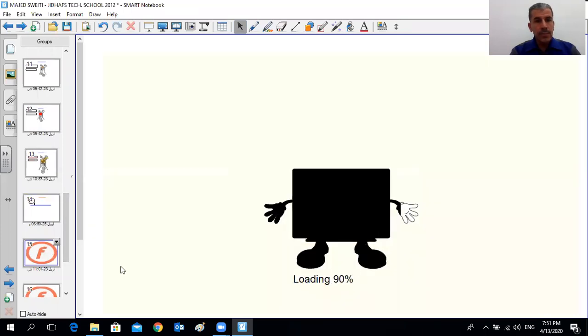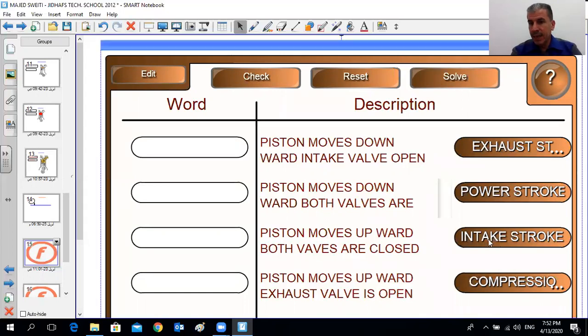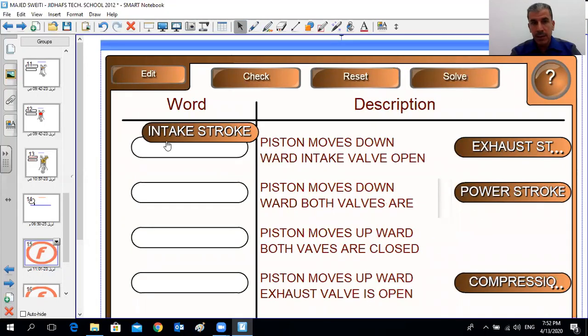Now let's answer those questions. We have a description, and we have one word suitable for this description. The piston moves downward. The intake valve is open. So what's that stroke? Piston moves down, intake valve open. So yes, intake stroke. So we'll get this and put it here. Okay, this is the intake stroke.